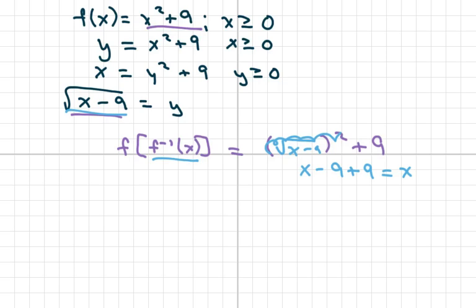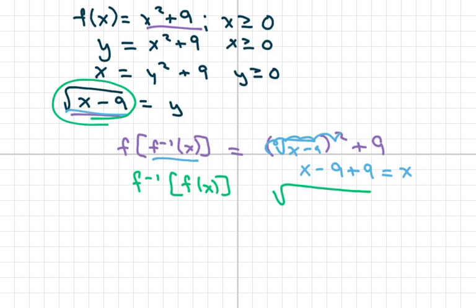Also, we go the other way. F inverse of f of x. So I'm going to go ahead and write my outer function down, but leave a blank and input my f, which is x squared plus 9. This is going to leave you square root of x squared, which equals x.